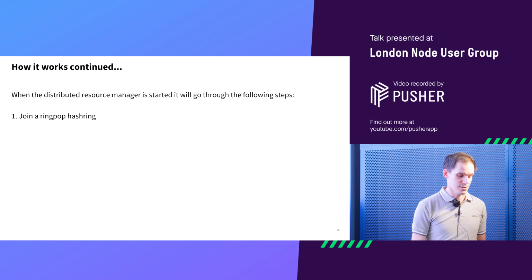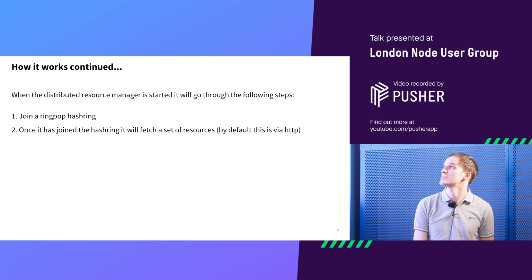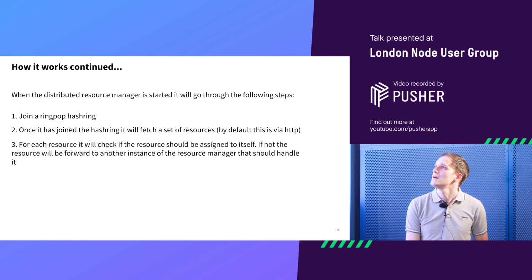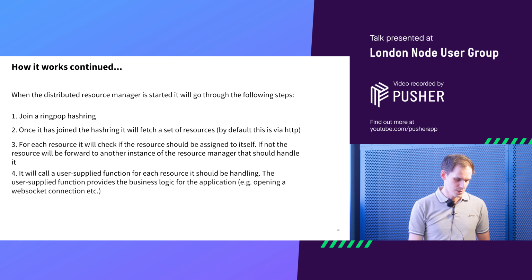So when you start an instance of the resource manager, it goes through the following steps. First of all, it joins the RingPop hash ring. Once it joins the hash ring, it fetches a set of resources. By default, this is via HTTP. For each resource, it will check if the resource should be assigned to itself. If not, it gets forwarded to another instance of the manager. And then it will call a user-supplied function for each resource it should be handling. This provides the business logic for the application, such as opening a WebSocket or whatever.